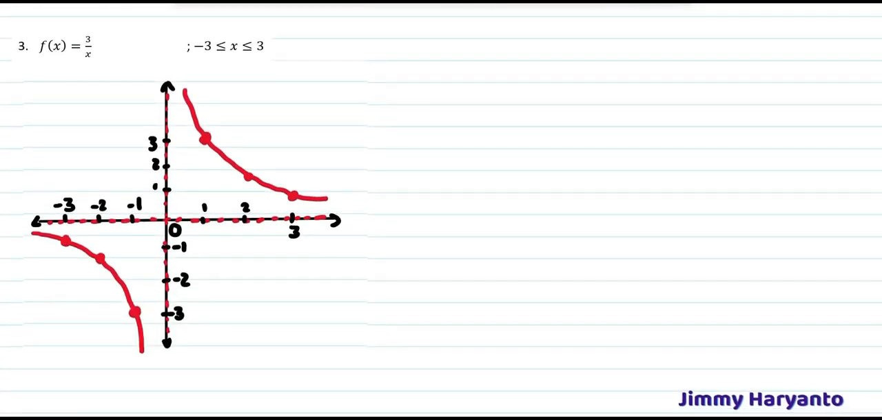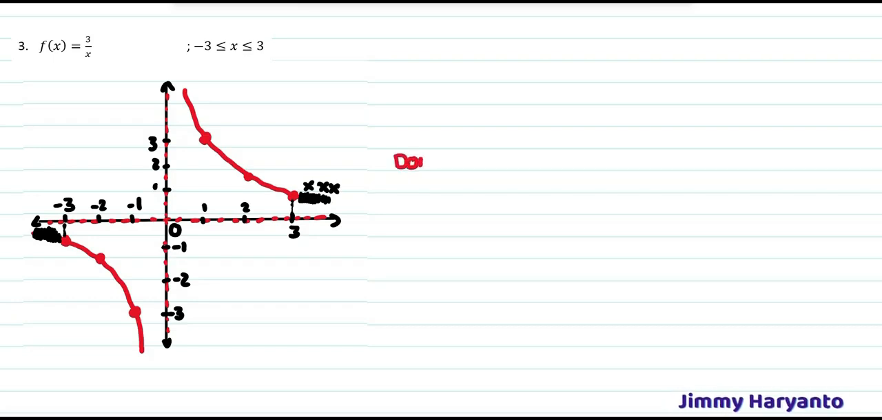The third one will be this one, 3 over x. We already drew this before, but I made a mistake on this question. I have to stop right here, guys, at 3. You cannot draw this one because the question says we have to stop at 3 and we have to stop at negative 3, so you have to erase this one. Yeah, okay, good. So let's take a look at the domain.